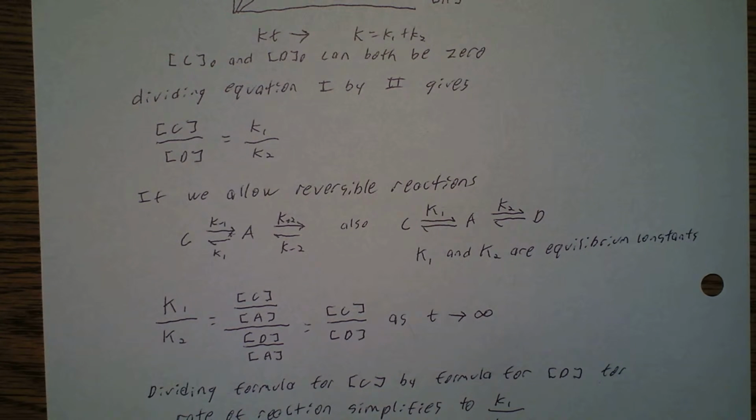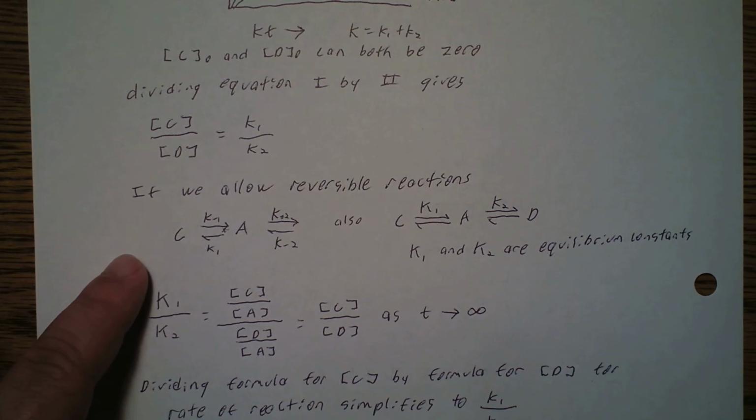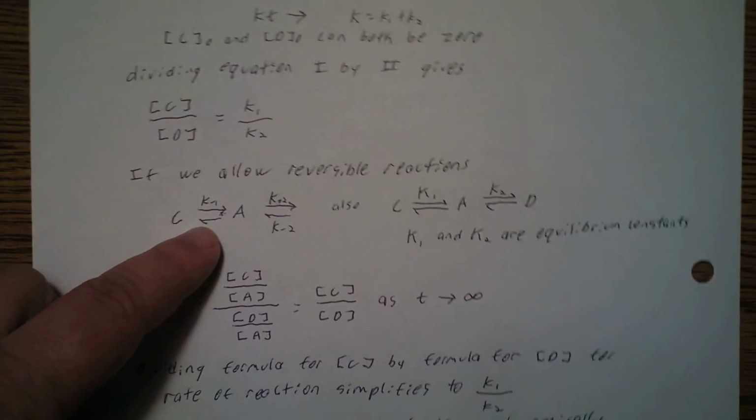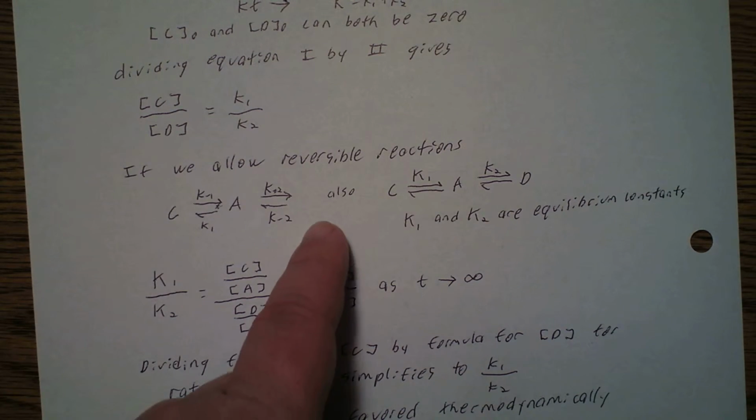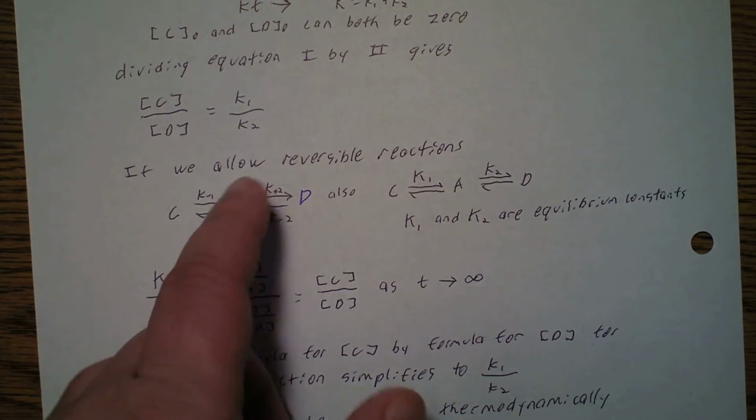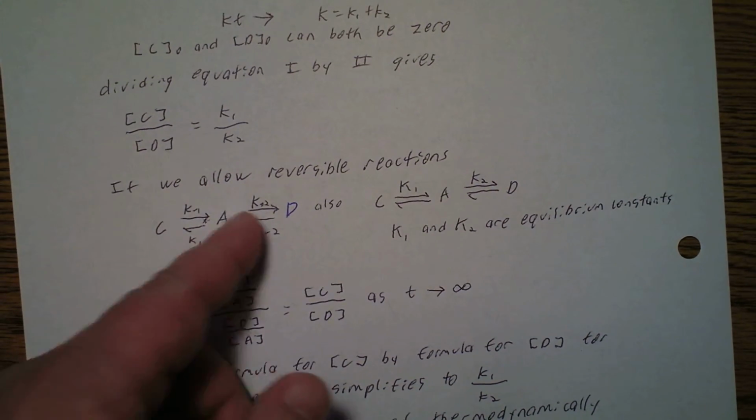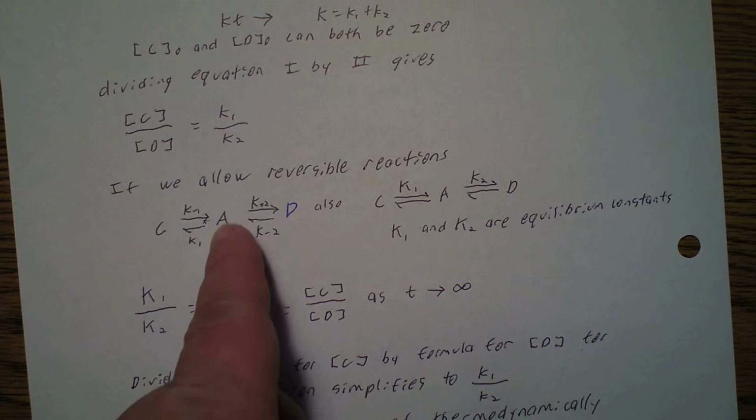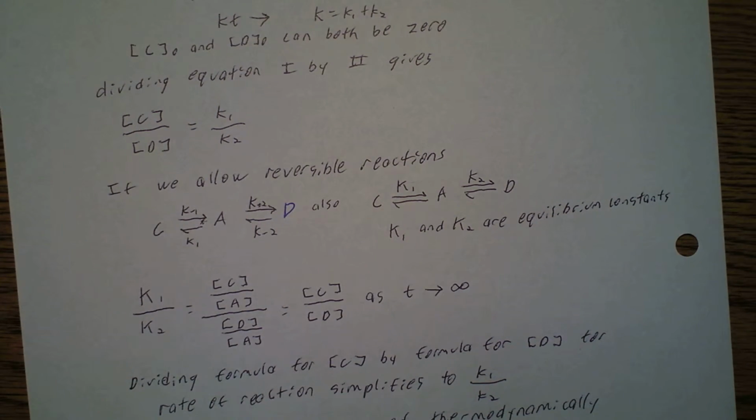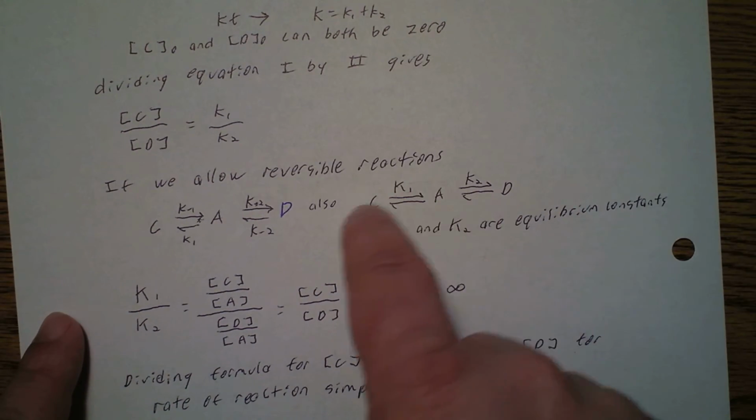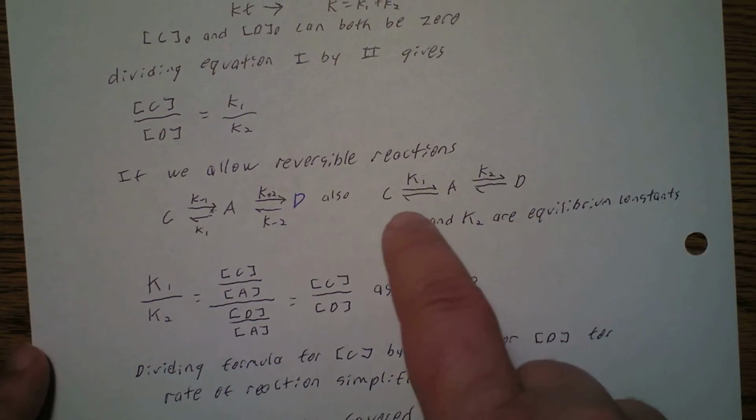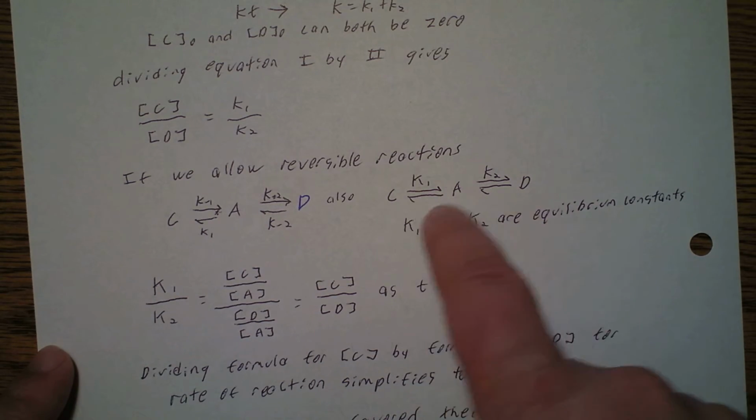Now, if we allow reversible reactions, then we have C in equilibrium with A, so we have a forward rate constant and a reverse rate constant. And then, whoops, I forgot a D here. That might help. Okay, then we also have A in equilibrium with D, so we have the forward rate constant and the reverse rate constant. So that's why we had k1 and k2. Now we have k minus 1 and k minus 2. So another way to write that, we could have C in equilibrium with A with K1 and A in equilibrium with D with K2. So these are the rate constants, these are the equilibrium constants.